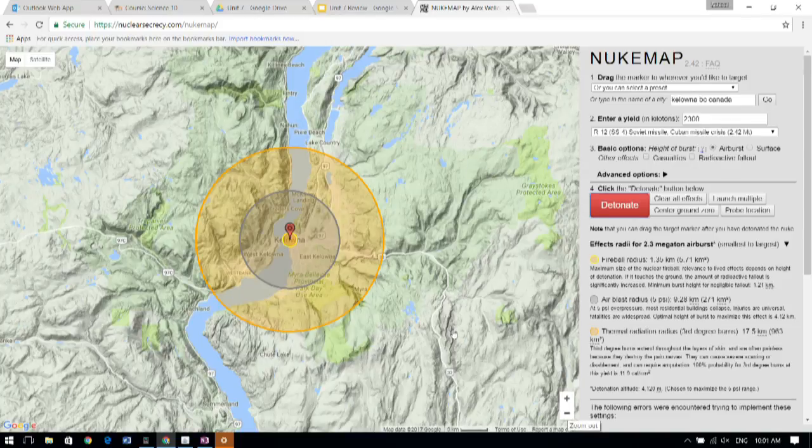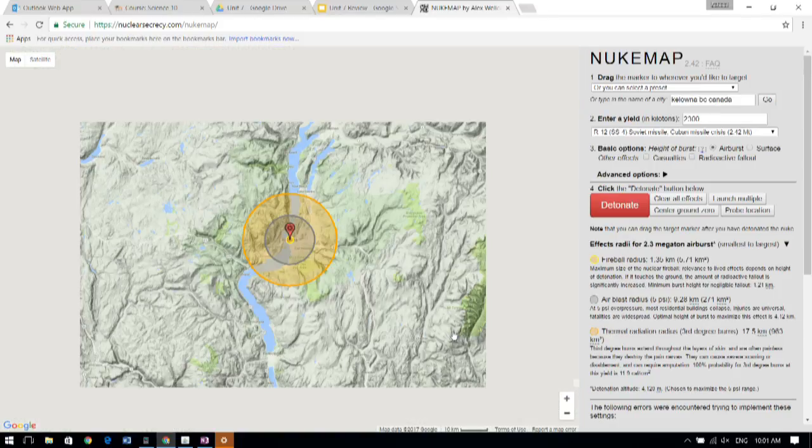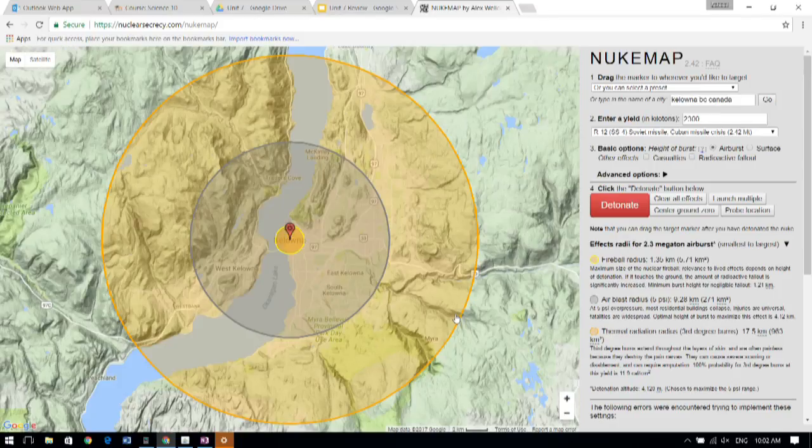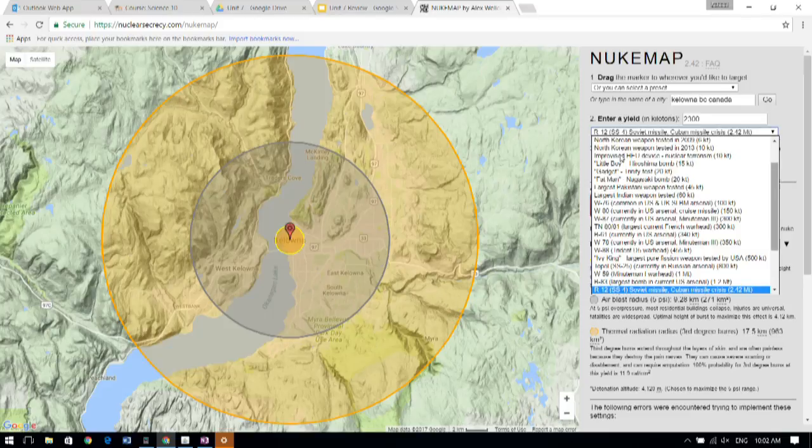The shock wave, the gray circle, would have knocked down every building from McKinley Landing down to the southernmost part of Kelowna. Most of downtown would be vaporized instantly. All the buildings in Kelowna would be knocked down. And that is still a small bomb, believe it or not. Let's go to something big.